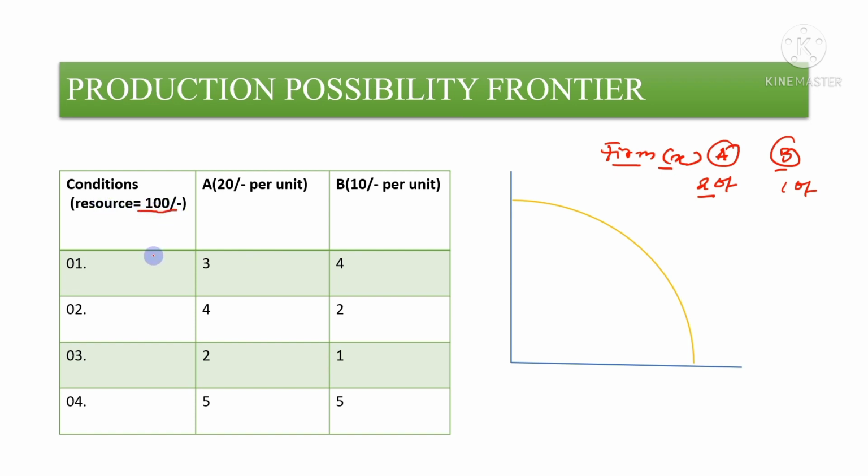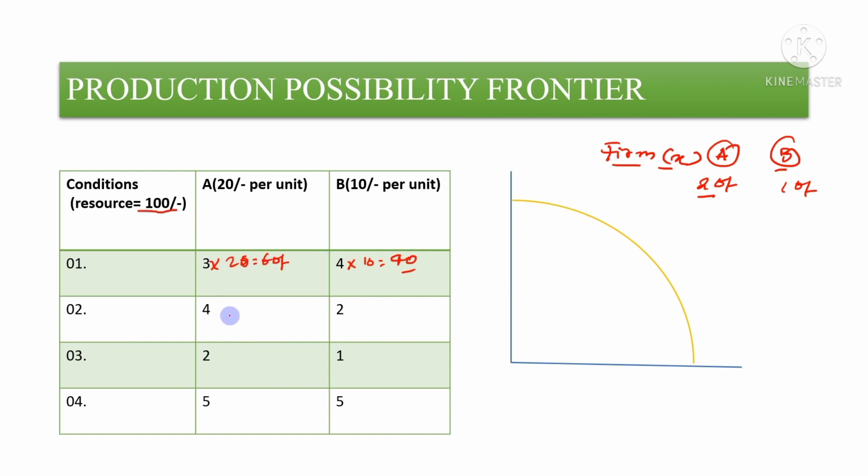So they will produce 3 units of A, that means 3 into 20, that is 60 rupees for product A, and 4 into 10, that is 40 rupees for product B. That means they have a total of rupees 100 with them and they are spending 60 rupees for A and 40 rupees for B. They are utilizing all the resources for both products.